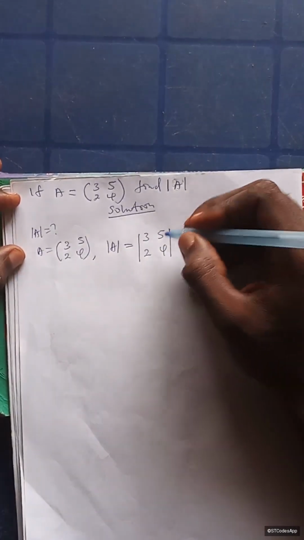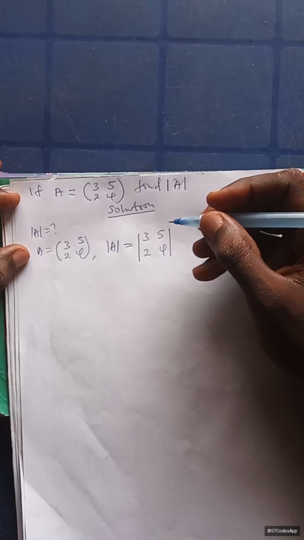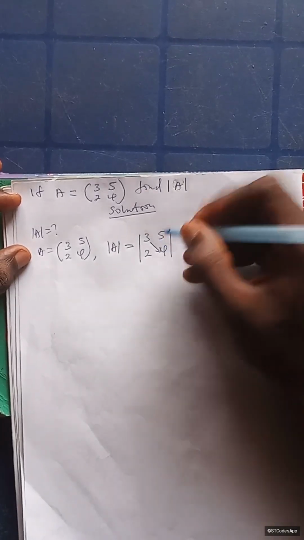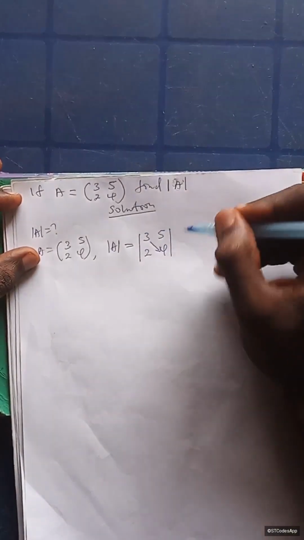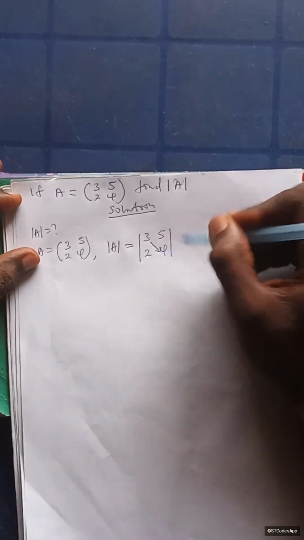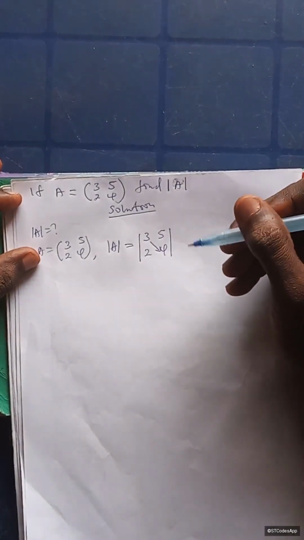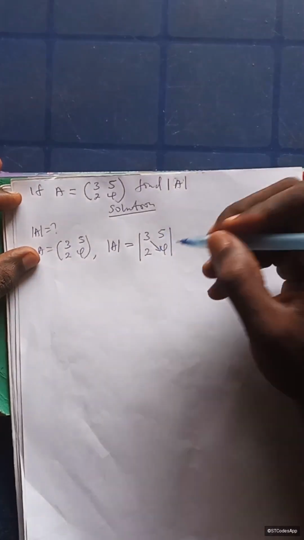We are going to apply what we refer to as cross multiplication. Starting from the first row, this is our first row, while this one is our second row. This is our first column, and this is our second column. I'm sure we are familiar with that because in our last video on matrices, I introduced that to us.